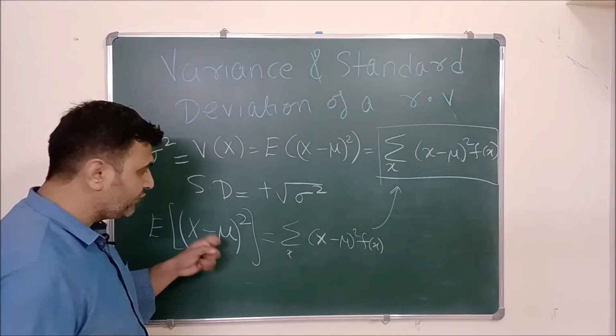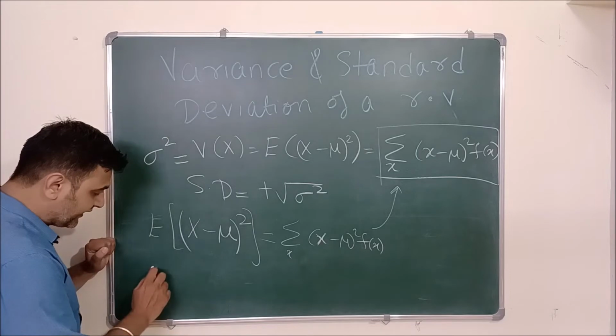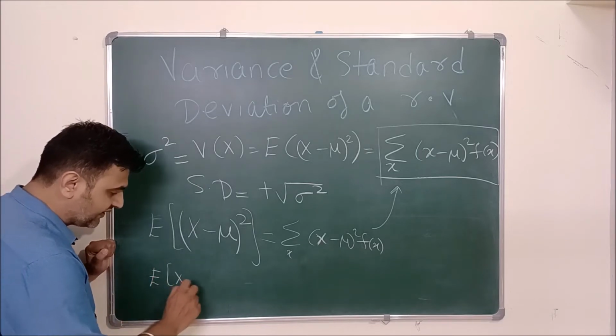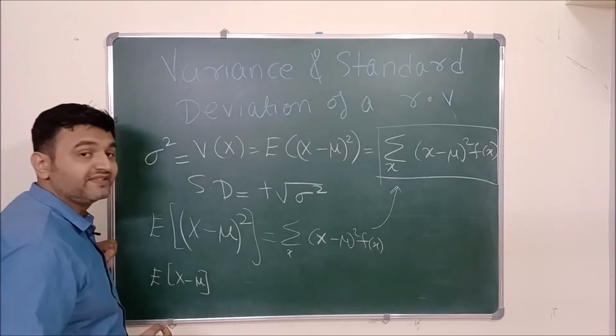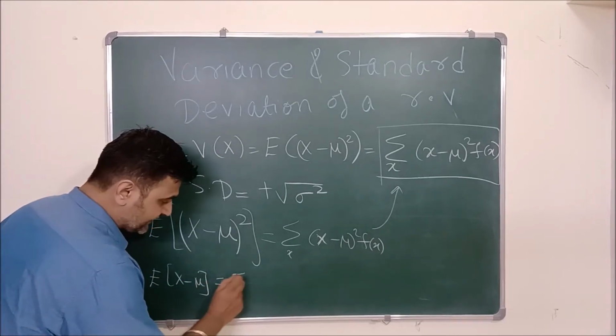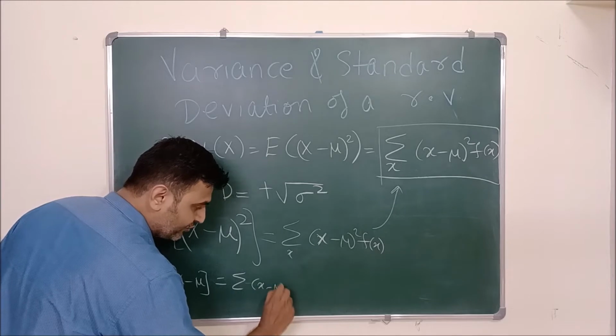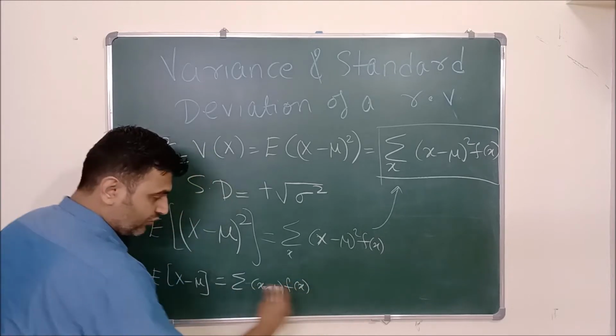Now why do we take the square? If we only take the expected value of x minus mu, do we get anything? The answer is no. Your answer will always be 0. Let's have a look. What is this? Summation x minus mu into f of x. You take this inside.